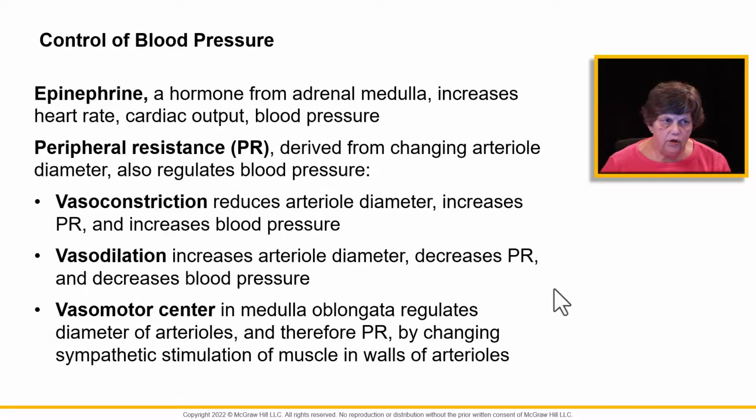Okay? So understand that. Some of the things that can control that: epinephrine. We've already talked about this. This is from the adrenal medulla. We've already talked about what can happen in our fight or flight. Peripheral resistance, we've already talked about that. Vasoconstriction reduces the arterial diameter, increases the resistance, increases the pressure. Vasodilation, the exact opposite. You have a vasomotor center in the medulla that regulates the diameter of these arterioles and therefore the peripheral resistance to help us control blood pressure.